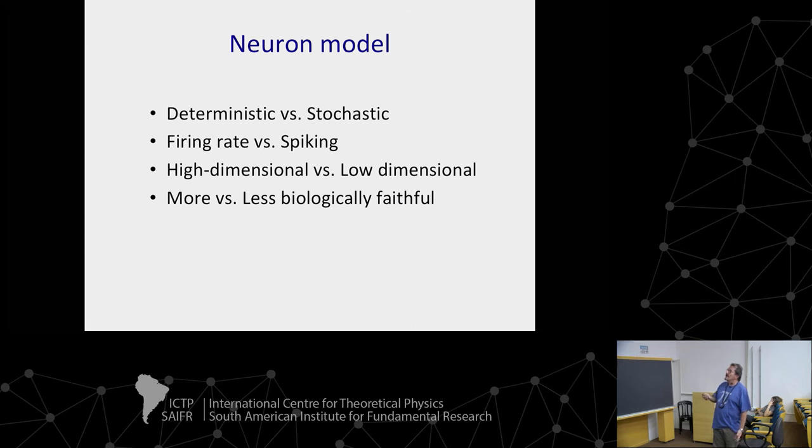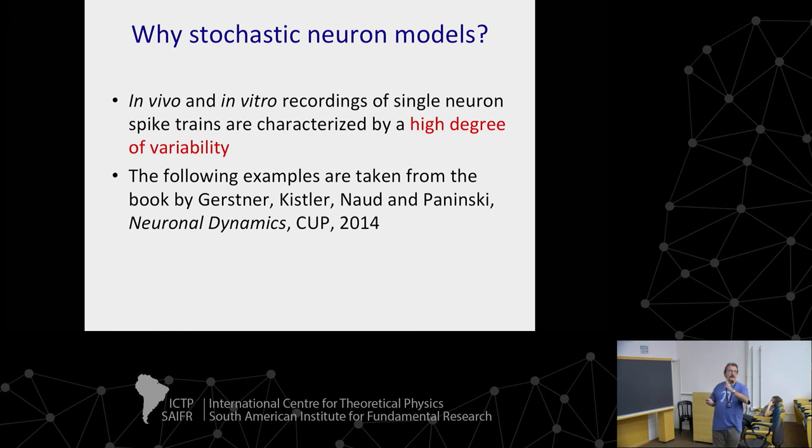So the basic choices one has are to choose a deterministic versus a stochastic neural model, a firing rate model versus a spiking neural model, a high dimensional model, which means lots of variables, versus a low dimensional neural model, or a model which is more or less biologically plausible or faithful, if you want. So let's go through these points one after the other. So why stochastic neural models?